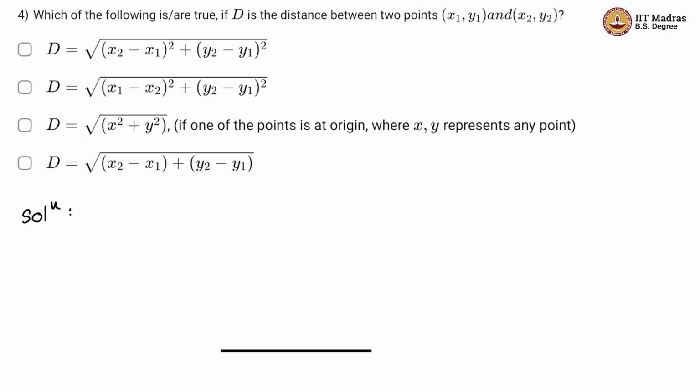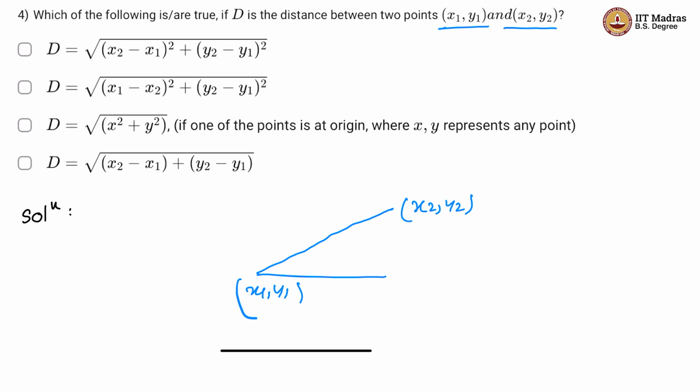Again, we are given 2 points x1, y1 and x2, y2, and we have to find the distance between these 2 points. That means we have x1, y1 here, and here we have x2, y2. So we need to find the length of this line. Again, this is our A. The coordinate of this point will be x2 comma y1, right? And this is our B, this is our C.